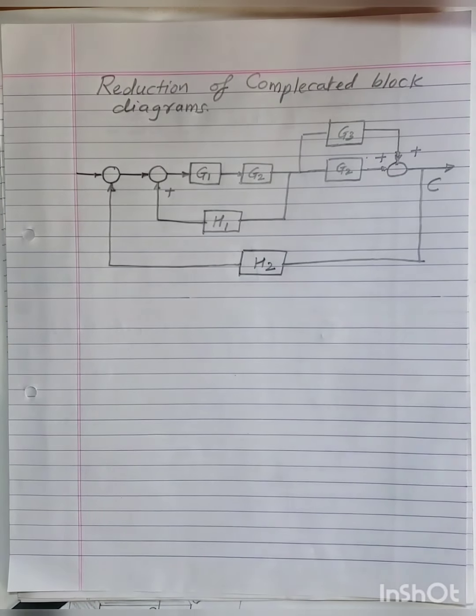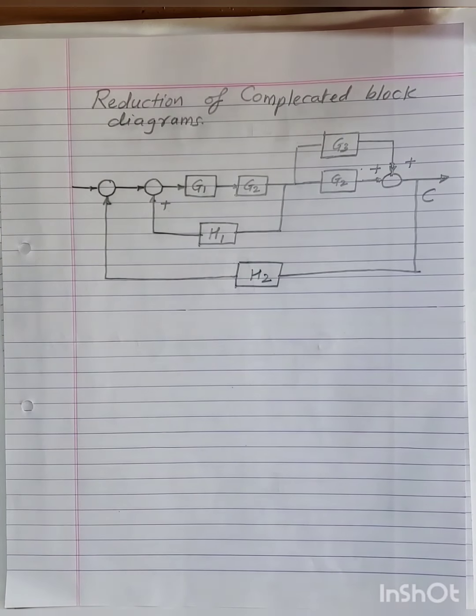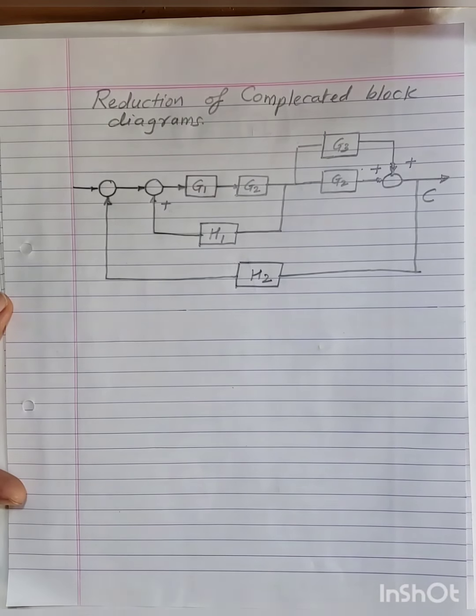Good morning dear students. Today we are going to discuss reduction of complicated block diagrams by using canonical form. The block diagrams of a practical feedback control system are often quite complicated. It may include several feedback or feed forward loops and multiple inputs. By means of systematic block diagram reduction, every multiple loop linear feedback system may be reduced to canonical form.